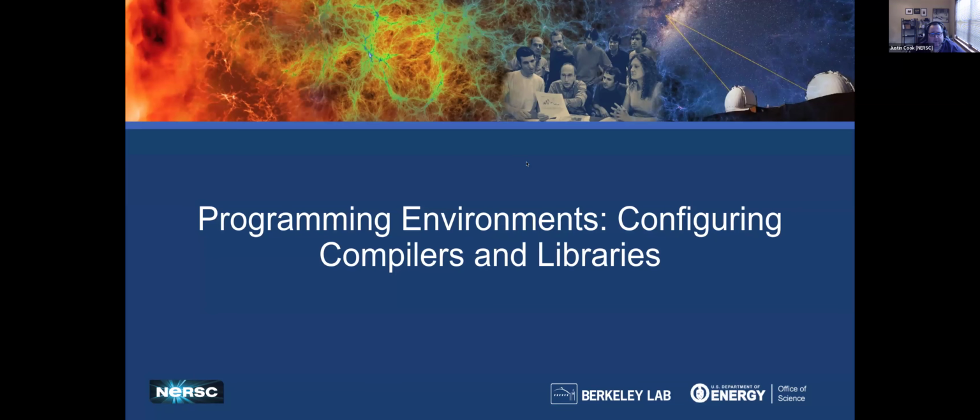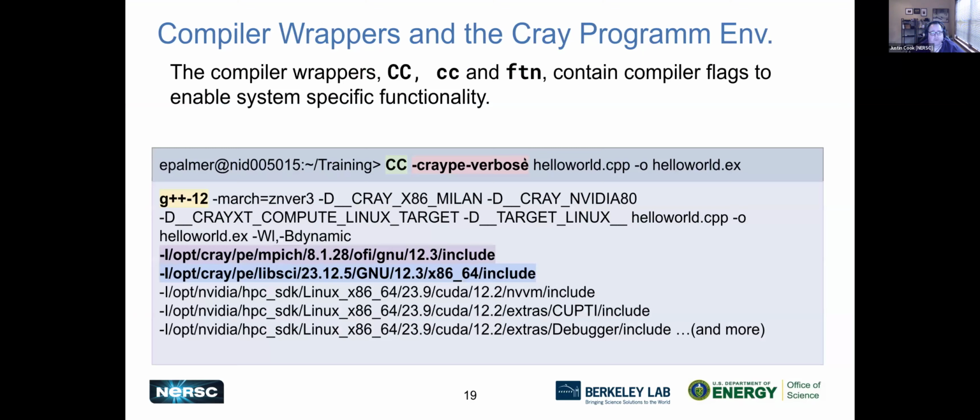So next we're going to look at configuring some of these compilers and libraries. The compiler wrappers that I've been talking about here are just thin things that add extra functionality from the environment so that when you're building your source code, you don't have to add everything else manually. Now, if you were to add this Cray PE verbose flag when you're doing a compilation, you can see all of the different things that are being done.